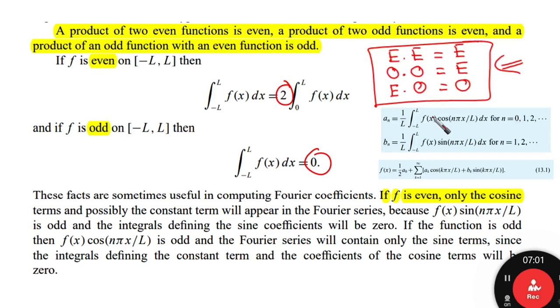Okay, so if f is even on this interval minus L to L, then the benefit now of odd and even is going to appear. The integration from minus L to L of this function, which is an even function, simply we can say it is twice the integration from 0 to L for this function. That's very easy and simple to understand even from the graph.